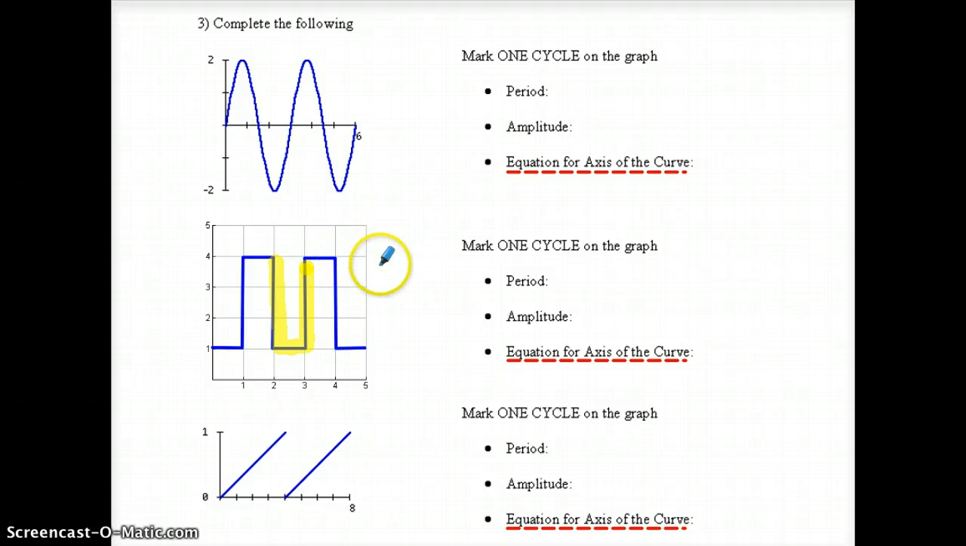Is that one cycle? Well, no, that would only give me the U part, so I need to get this top part over. That's one cycle, right? Or I could have started from here. Just make sure you have the right thing. So I marked one cycle.